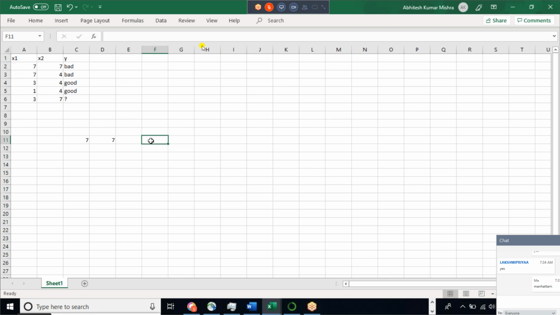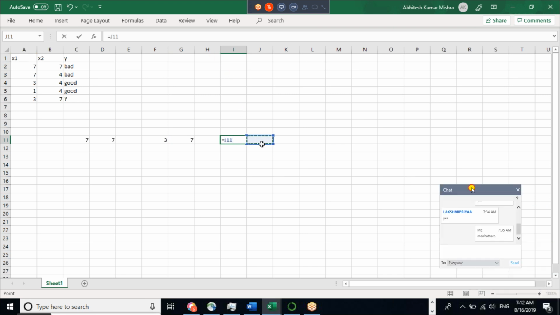And what is the unknown point? The unknown point is 3 and 7. I want to know the result.